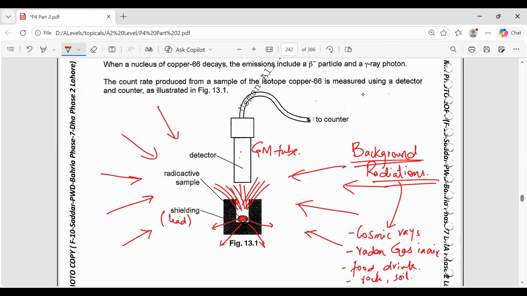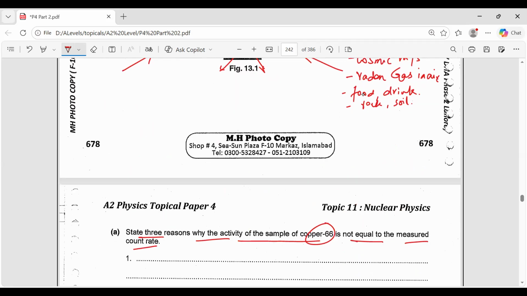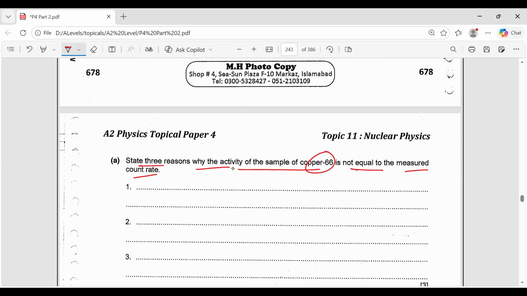Can you repeat the question? The question is this in front of you. State three reasons why the activity of the sample... What does activity of the sample mean? The number of decays happening per unit time. How many nuclei are decaying per unit time is known as activity.